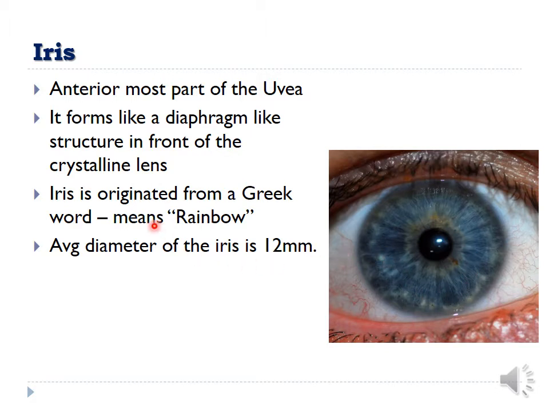There is a history to the name iris also. It originated from a Greek word that means rainbow. So why does the iris resemble a rainbow? Because the iris is the one structure that decides the color of the eye.